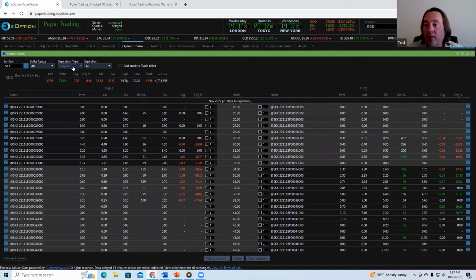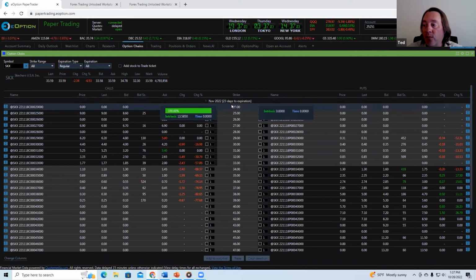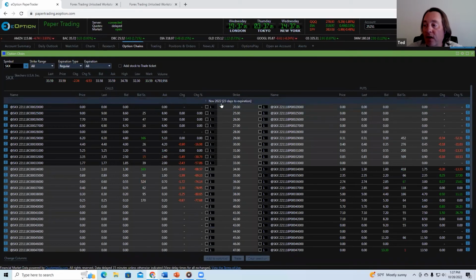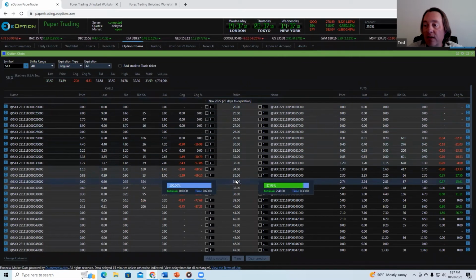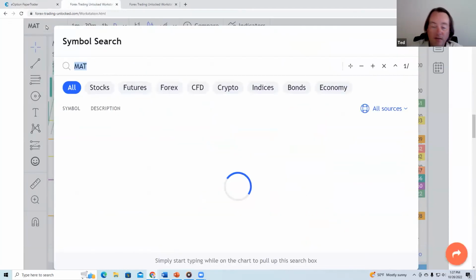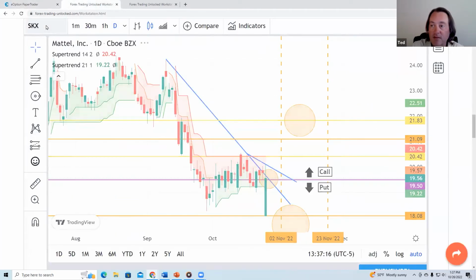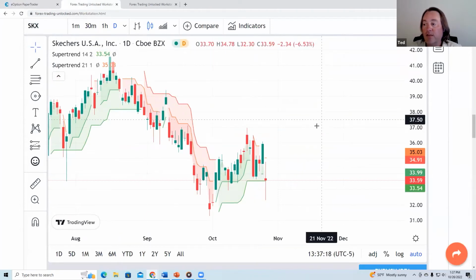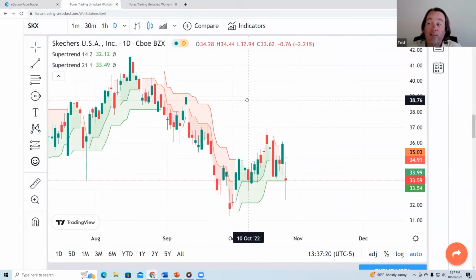All right, we have 23 days to expiration. Let's look at this here. We have Skechers pulled up, the option chain's going on. Now we go to SKX here. All right, now here's another stock that had been, this looks a lot like Mattel.